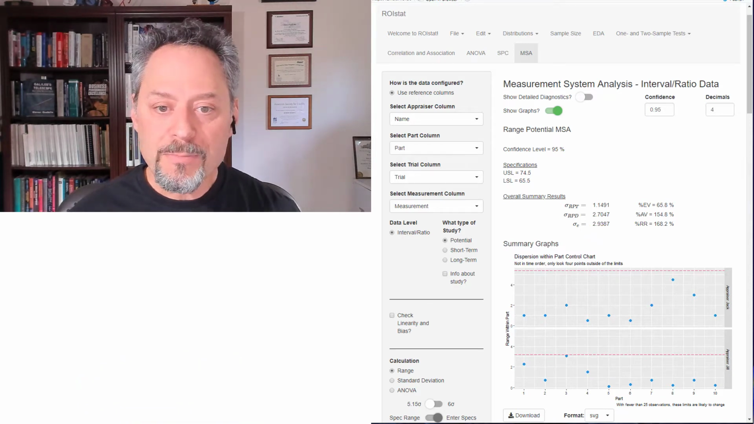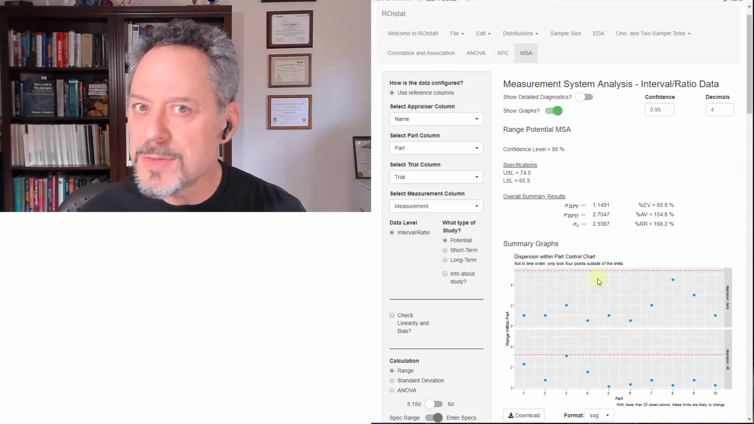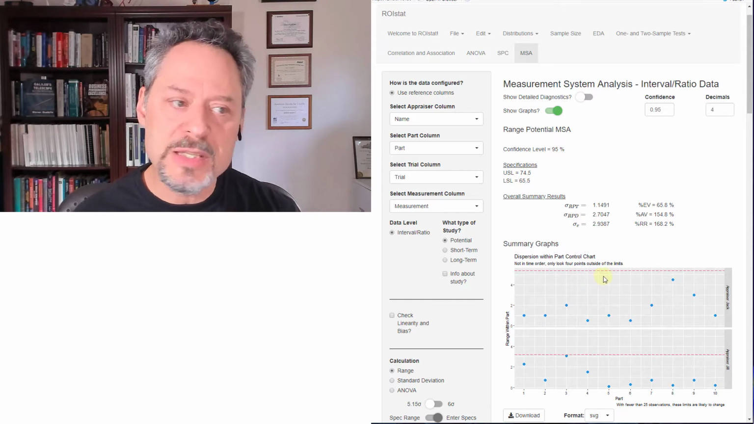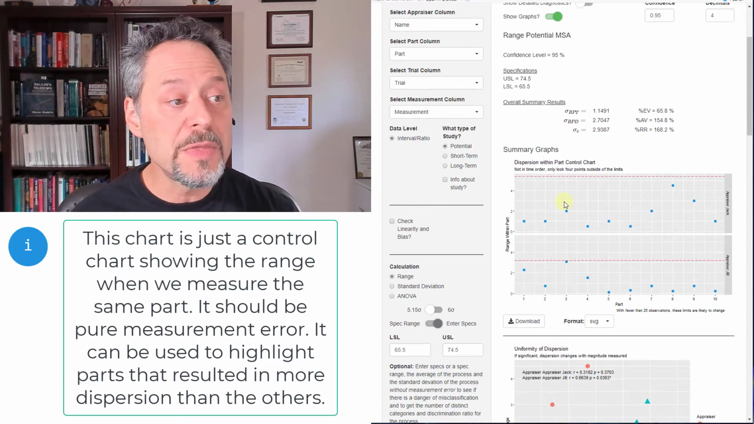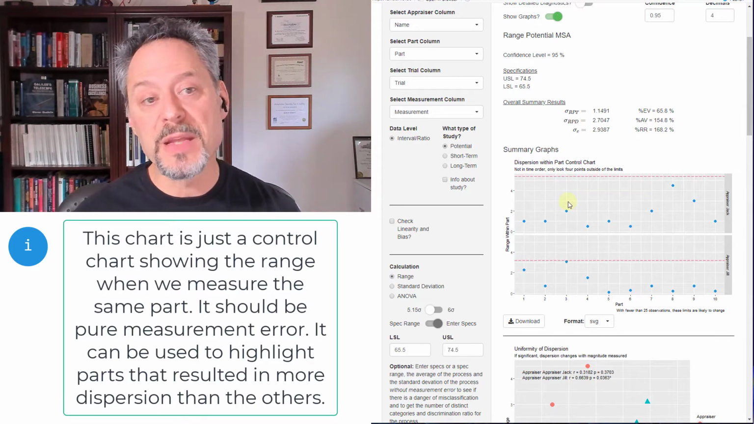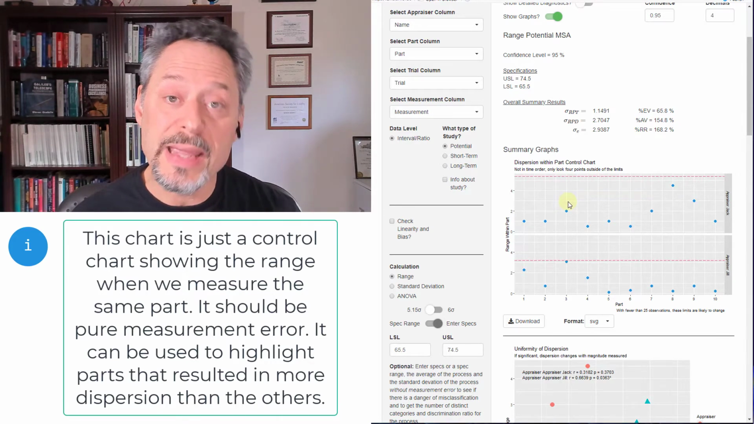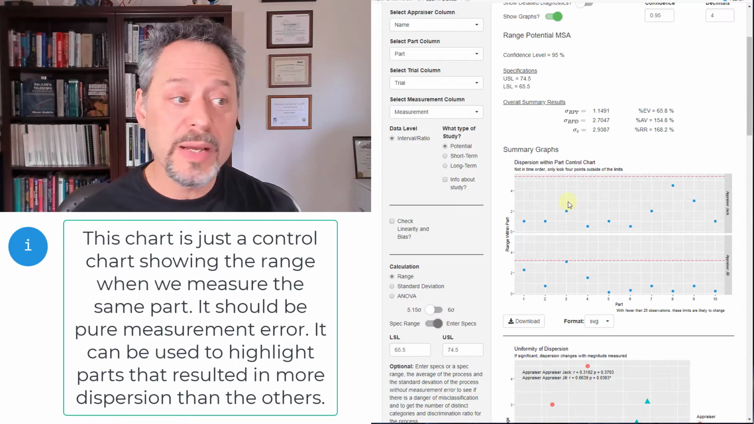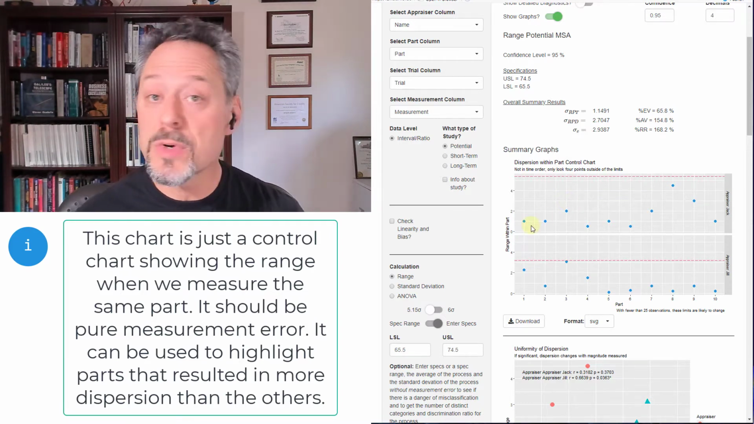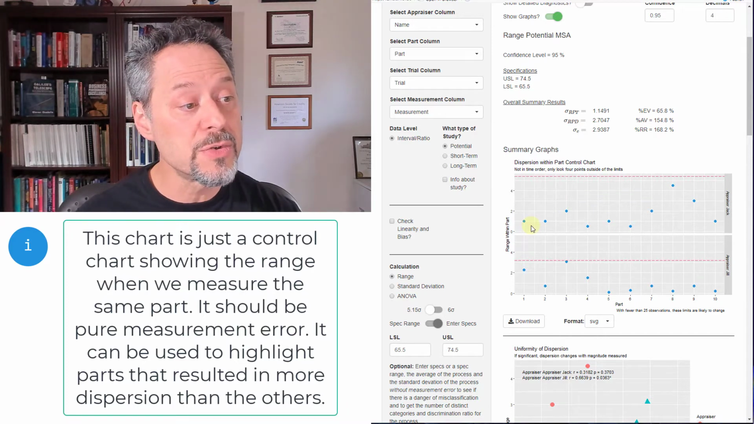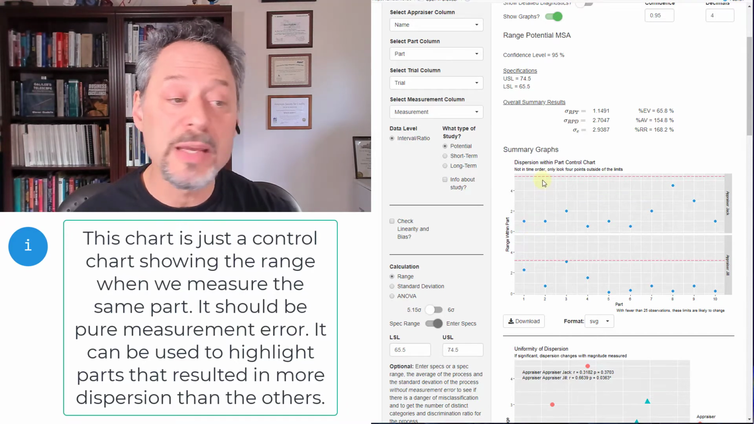Okay. Well, let's see if we can get some clues as to what's going on as we look at some of the other output. All right, so this first summary graph has to do with the dispersion within part. And so looking at the variability, in this case, the range within part by appraiser, and putting that on just a normal range control chart. Now, this isn't in time order, so the only thing I'm looking for here on this control chart is if a point goes outside of my control limits.